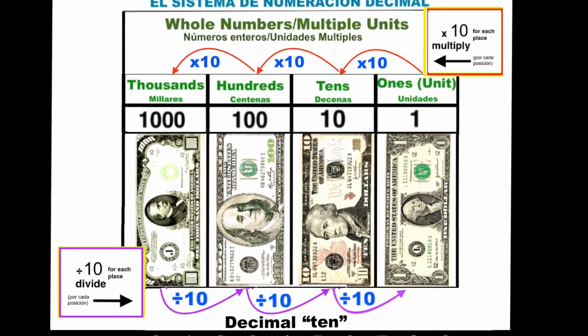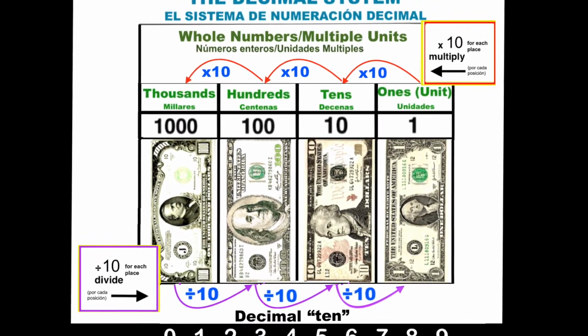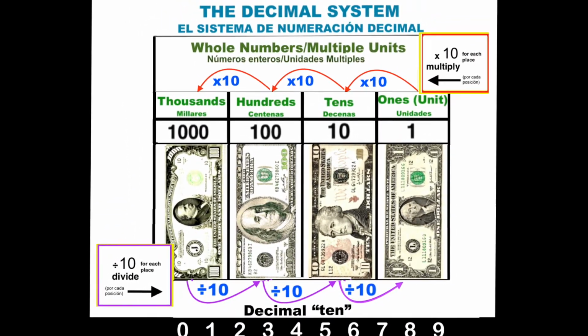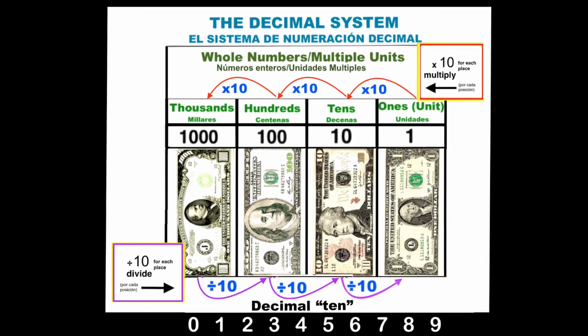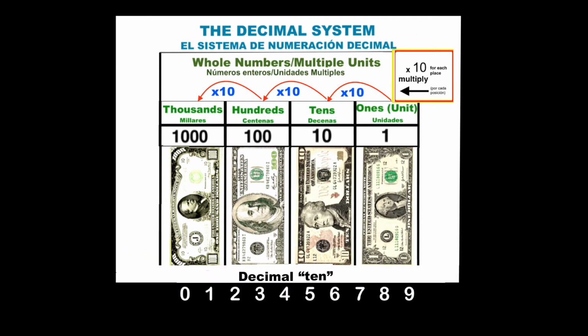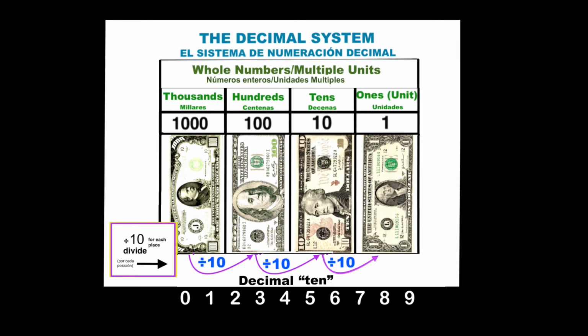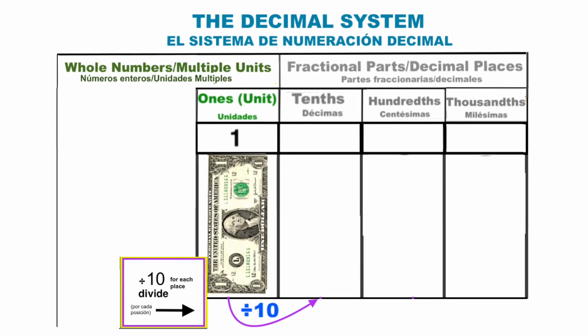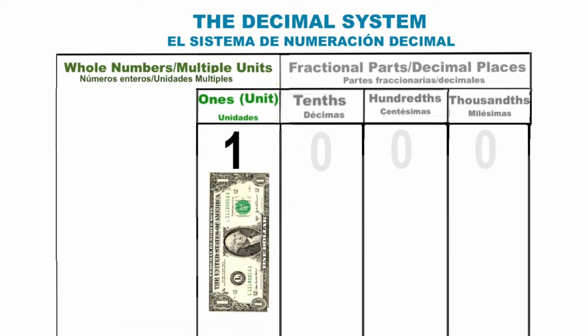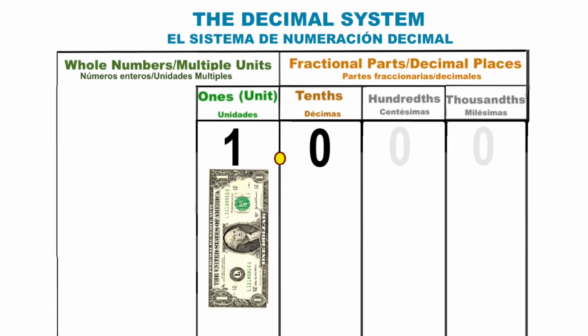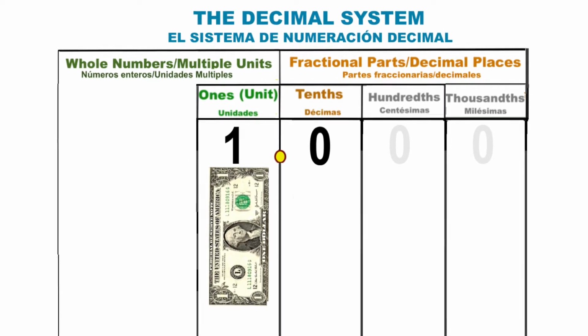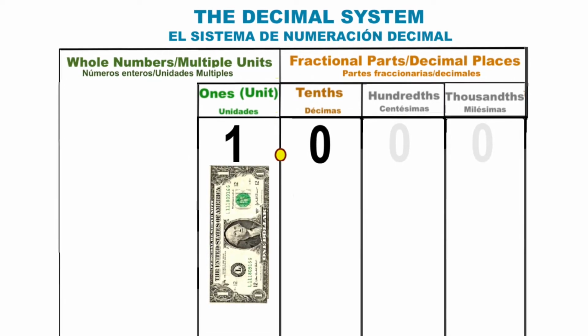The following numeral system is called the decimal system. Decimal means 10 in Latin. We use 10 digits and we multiply by 10 as we head to the left, and we're dividing by 10 as we move to the right. This 1 can be represented with a 1 decimal point 0. The decimal point separates the fractional parts from the whole numbers.